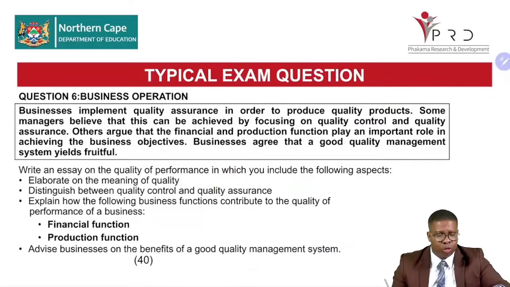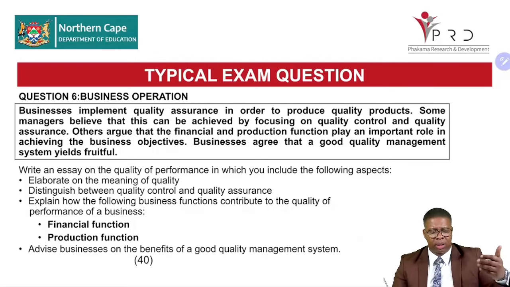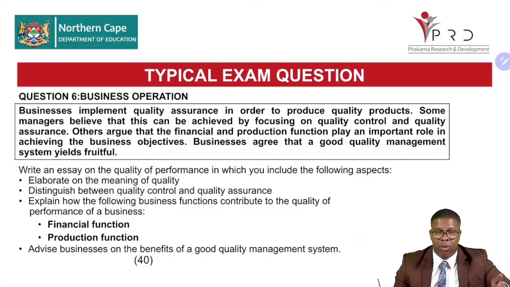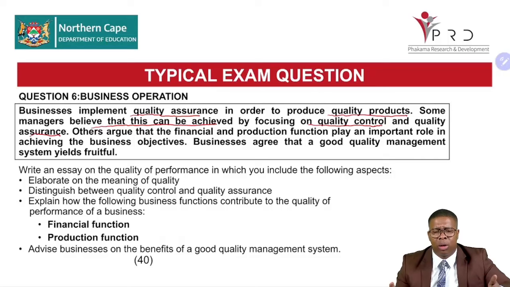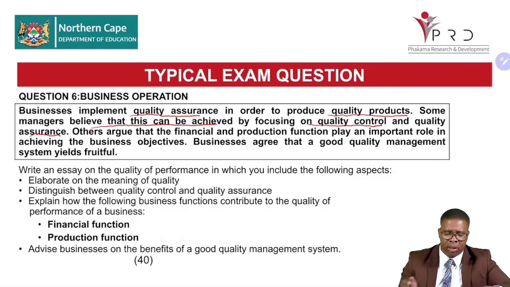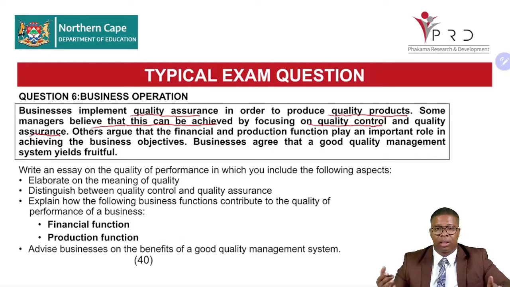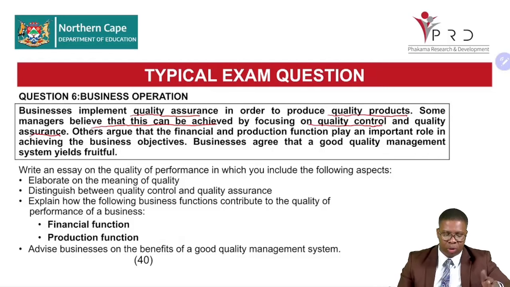As we move, we look into another typical essay, which can be on what now? The main topic as well, because it's question 6, will be business operation, but this time we'll be looking into a typical essay question on quality of performance. So the business implements quality assurance in order to what now? To produce quality products. So some managers believe that this can be achieved by focusing on quality control and quality assurance. So there's no answer there. They are not telling you what quality control is and what quality assurance is. So they're just telling you that the business can achieve quality by implementing the quality control and assurance.